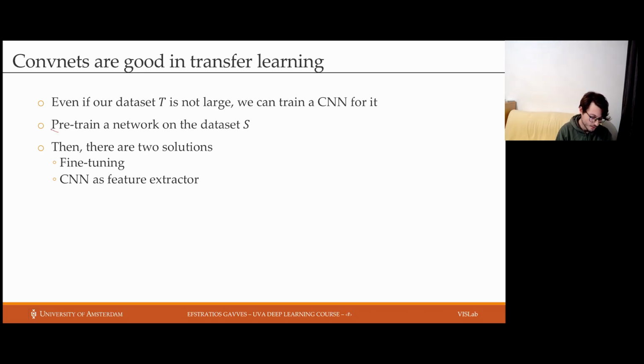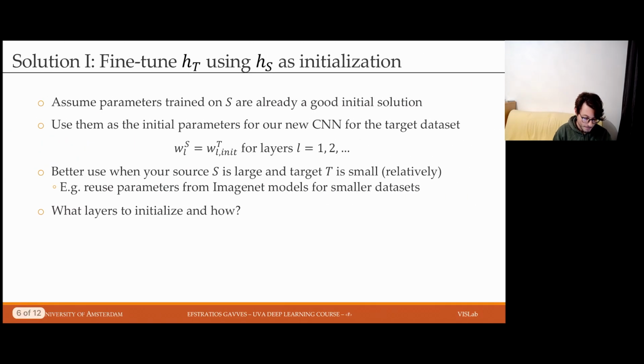Generally, the idea is that we pre-train our neural network on dataset S, the source dataset, and then we can either fine-tune or use our source ConvNet as a feature extractor. So for the first solution, we fine-tune our model from the source domain to the target domain. What we do specifically is assume that the parameters that we trained on the source training set are a good initial solution, and then we use them to initialize the parameters for our ConvNet that we are training on our target dataset.